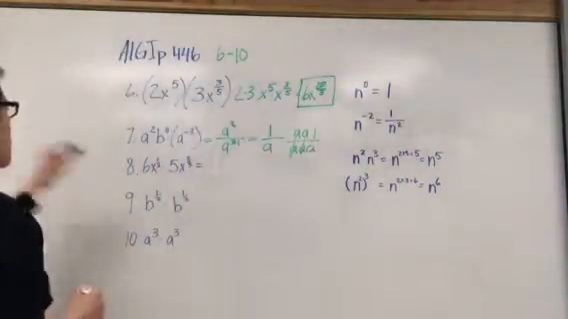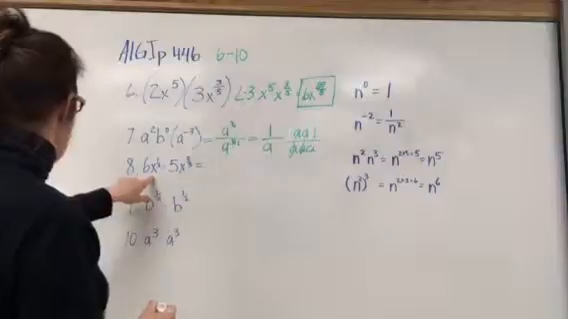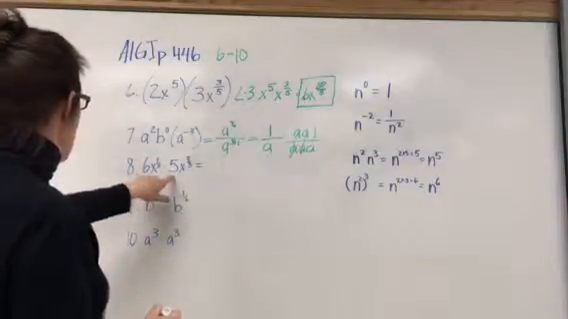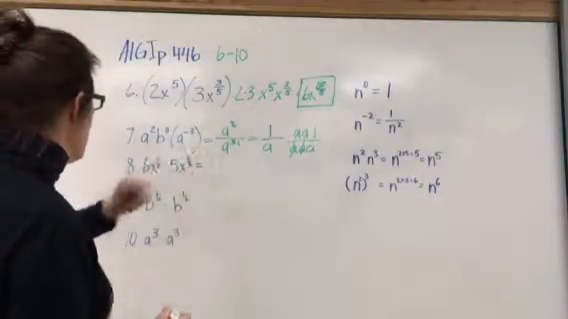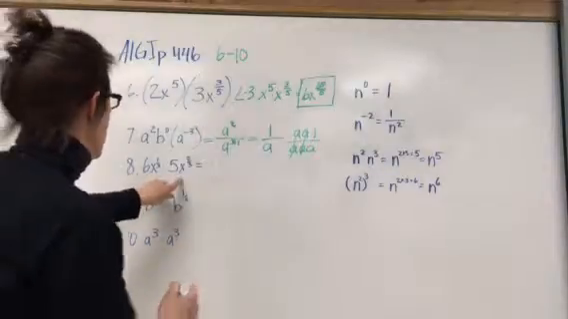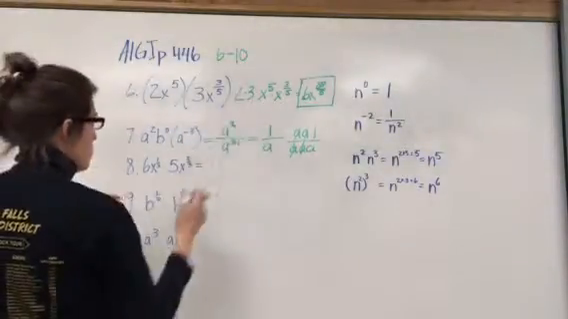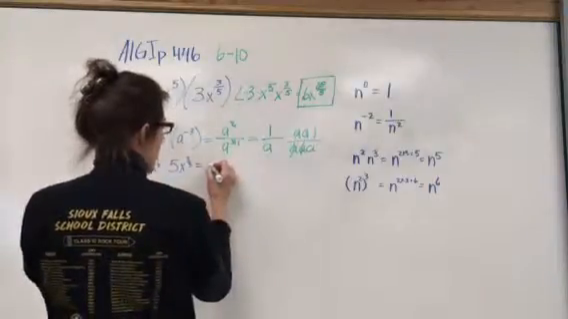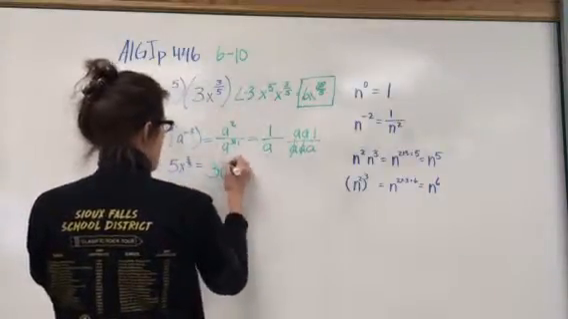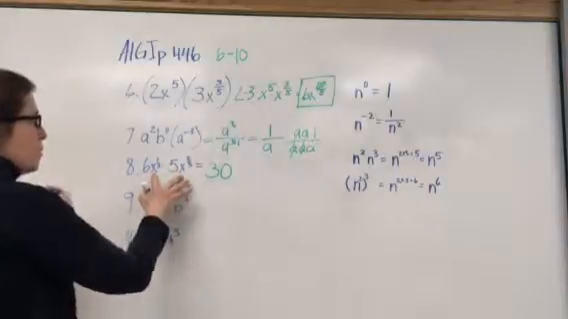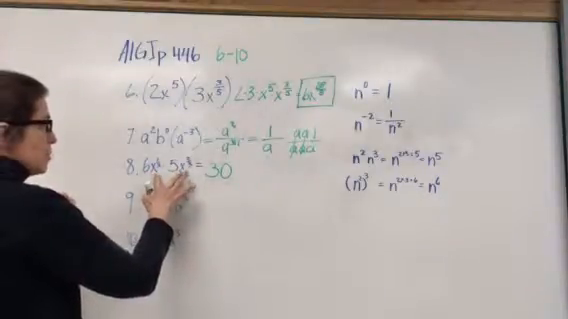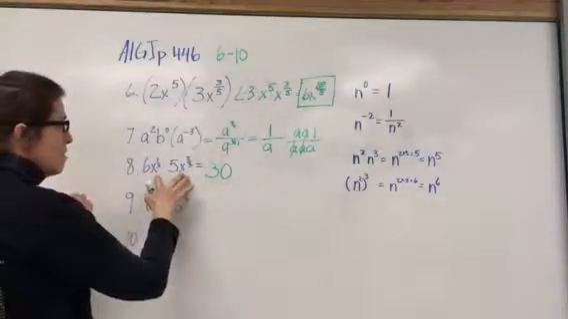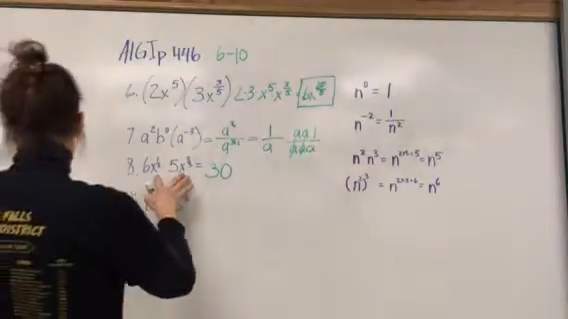Next problem. We're taking 6x to the 1/3 and 5x to the 2/3. Okay? Similar to question number 6, you're just multiplying the numbers. So 6 times 5 is a 30. When we multiply the exponents for the same x's, all you're doing is adding.